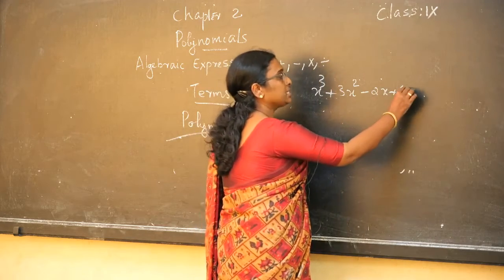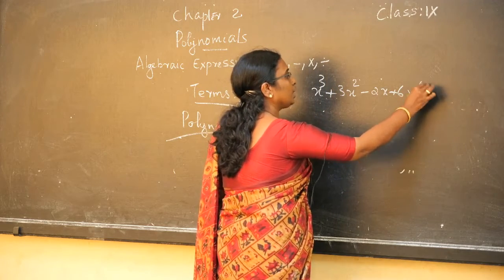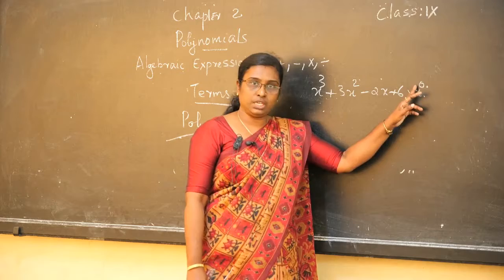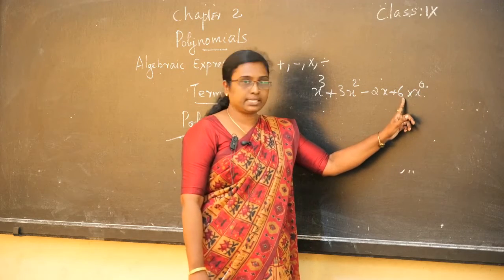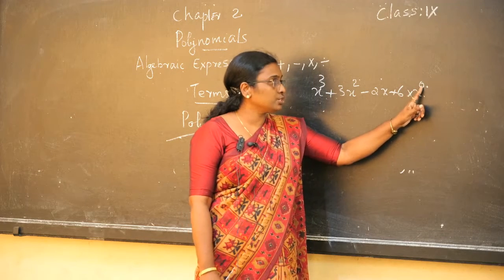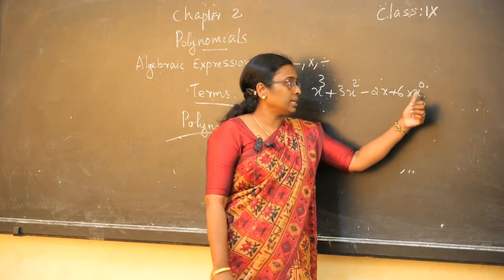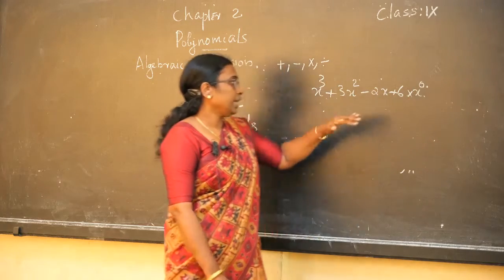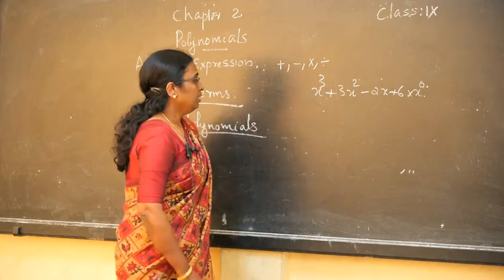6 can be written as 6 into x raised to 0. Any quantity raised to 0 is 1. So, 6 can be written as 6 into x raised to 0, so its exponent is 0. Therefore, this is a polynomial.